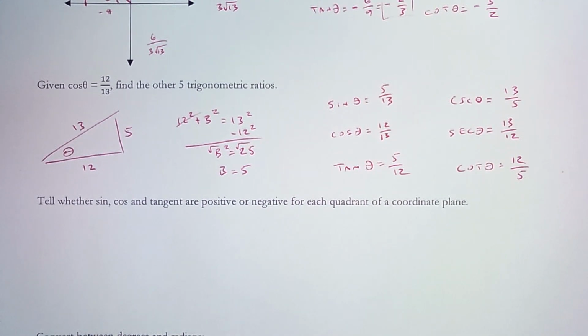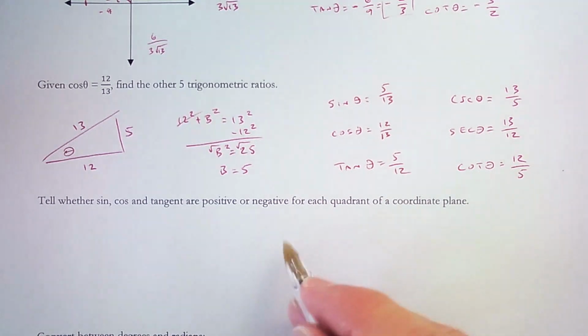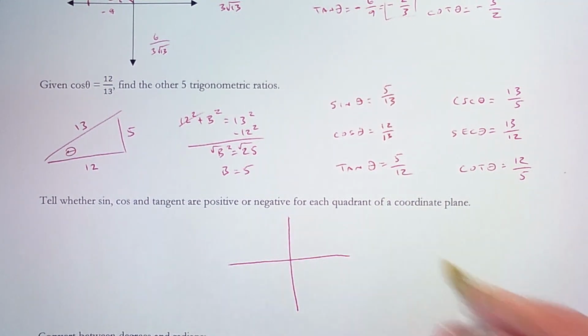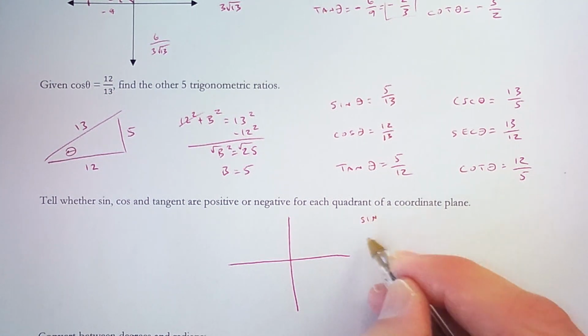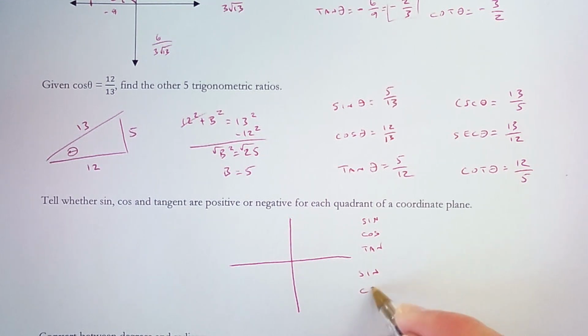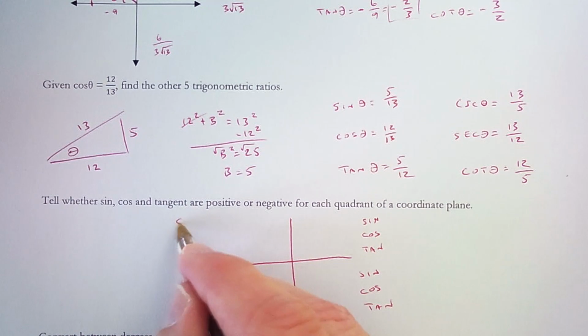And last for this video, tell whether sine, cosine, and tangent are positive or negative for each quadrant of a coordinate plane. So here is a coordinate plane. And I want to know for sine, cosine, and tangent for each quadrant, it's going to be positive or negative.